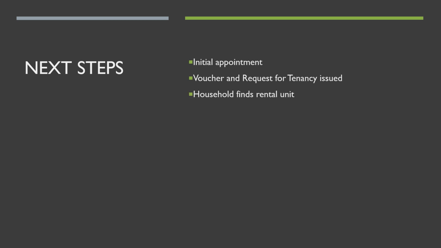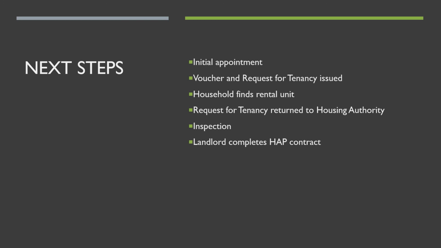Now that the application is complete, what are the next steps? If you are deemed eligible, you will have an initial appointment where the voucher and request for tenancy are issued. The household finds a rental unit, returns the completed request for tenancy to the housing authority, an inspection is done, the landlord completes the HAP contract, and then housing assistance begins.